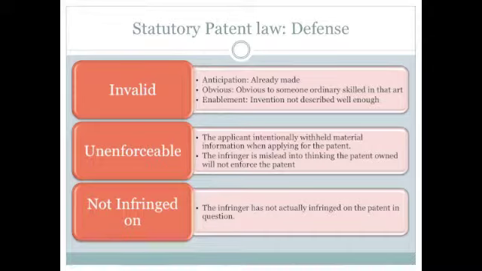The three main defenses to patent infringement cases are proving the patent is invalid, unenforceable, or not infringed on. The first, proving the patent is invalid: you can prove anticipation, whether it's already been made; obviousness, if it's obvious to someone who has an ordinary skill level in that art; or enablement, if the invention is essentially not described well enough. The patent could also be unenforceable if the applicant intentionally withheld information when applying for the patent, or if the infringer is misled into thinking the patent owner will not enforce the patent. The patent could also be not infringed on if the infringer has not actually infringed on the patent in question.